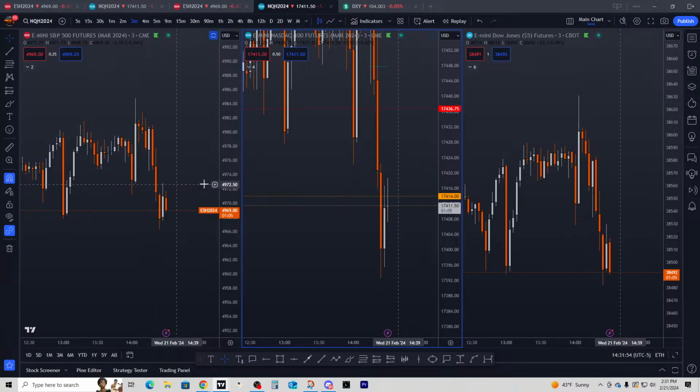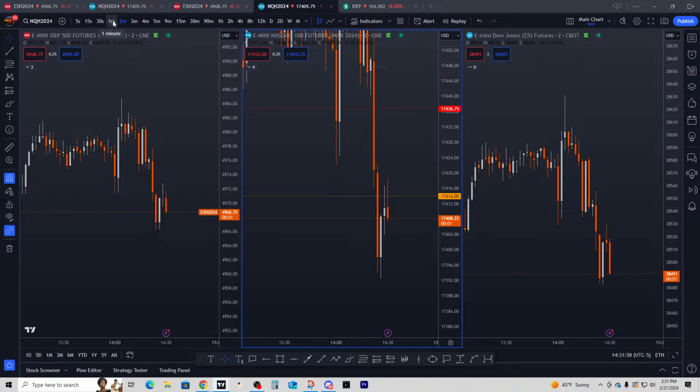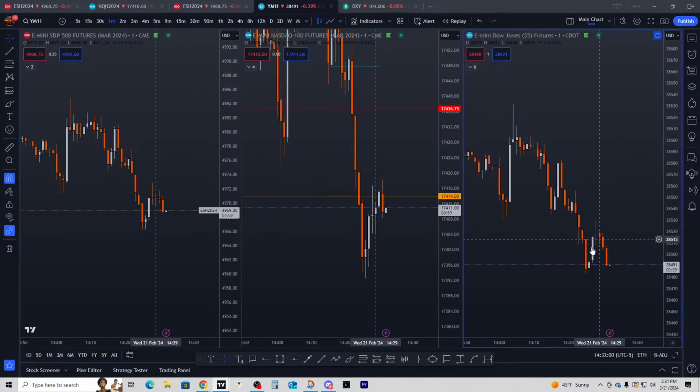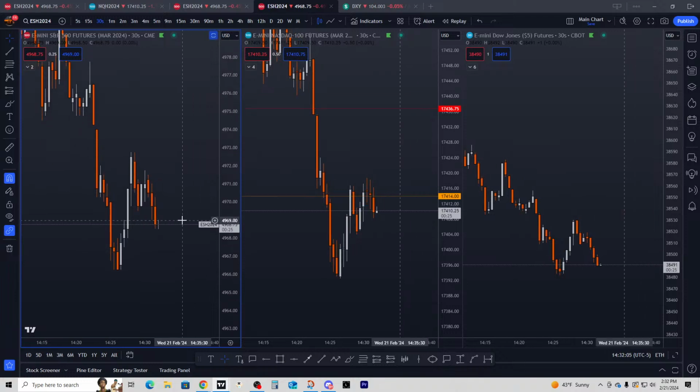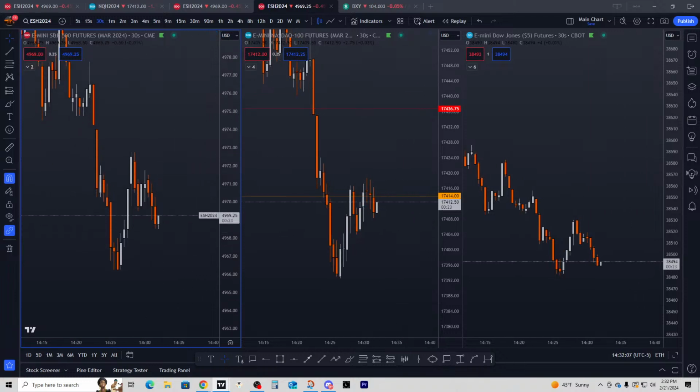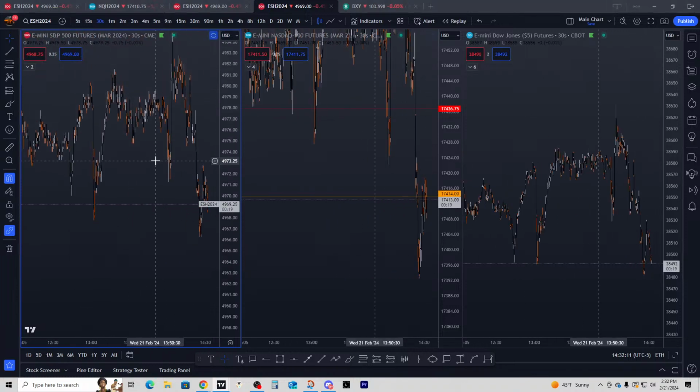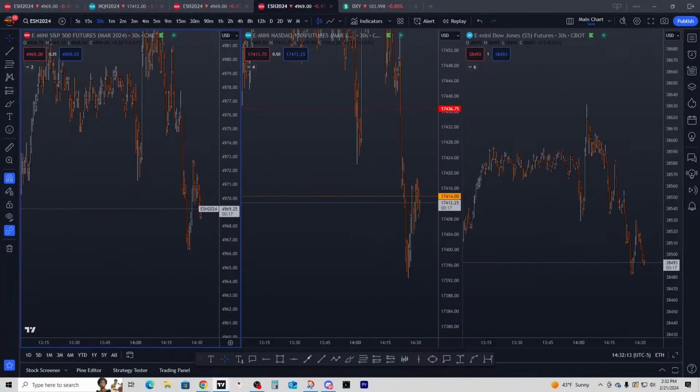So we tapped into this fair value gap here. We made a lower high here. Higher high there. We just inversed this. We just inversed this in the 30-second. It looks like we're going to trade lower here on ES. We hit that breaker. Now it looks like we're going to trade lower.